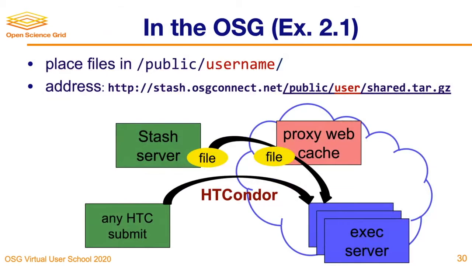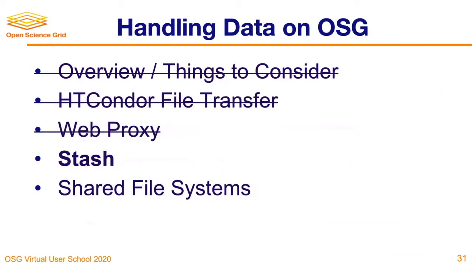So on OSG, you can actually place this on our web proxies by placing them in the public directory available on OSG Connect, and that's going to be in /public and then your username. Any files placed there will be available via the web address that's shown on the screen, stash.osg.connect.net/public/your username, and then the name of the file. So using a web proxy is fairly similar to using Stash.